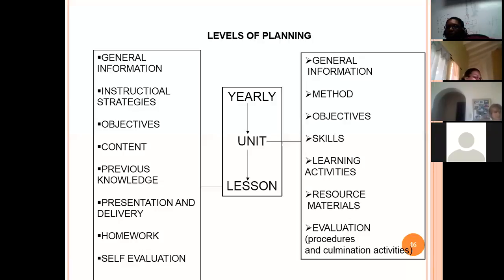This previous knowledge, we're going to look at these specifically when we look at examples, but this previous knowledge speaks to what is it that you think you're building on? What are the concepts that you're building on that you want the students to be able to come away with?